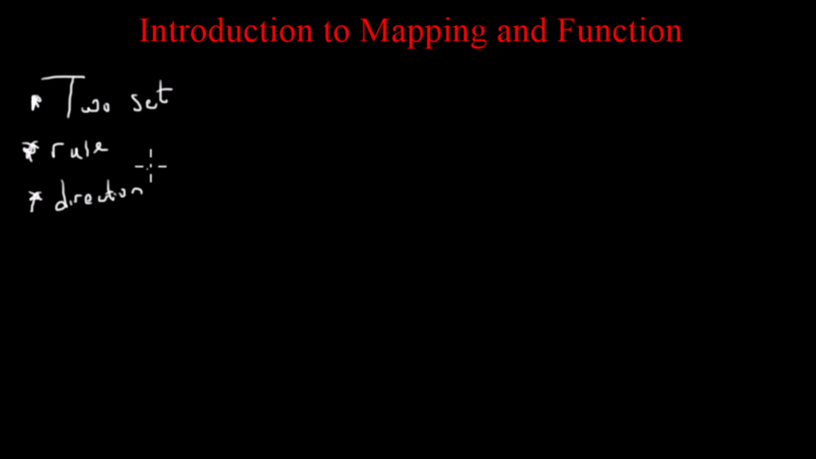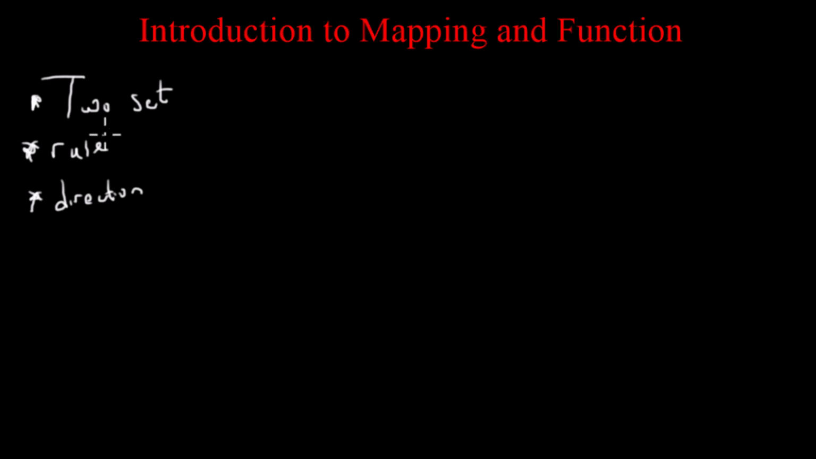Now, what is mapping, or how can we describe mapping? In order to describe mapping, three things need to be satisfied. First, we must have two distinguished sets, two sets. The second, we must have a rule connecting the two sets together. And then the third, the direction in which the sets are traveling.